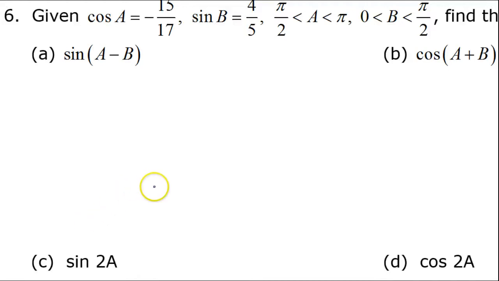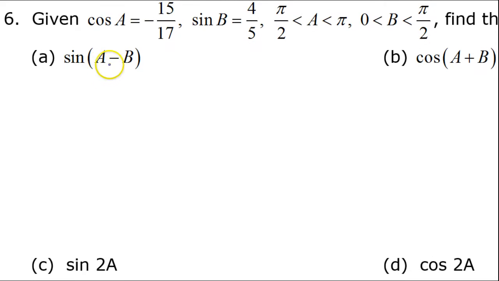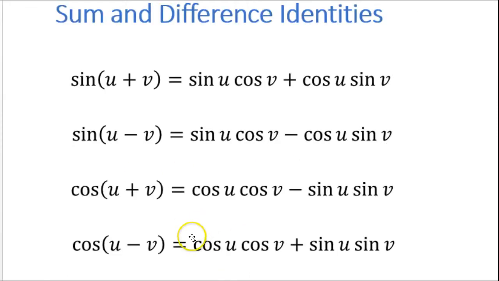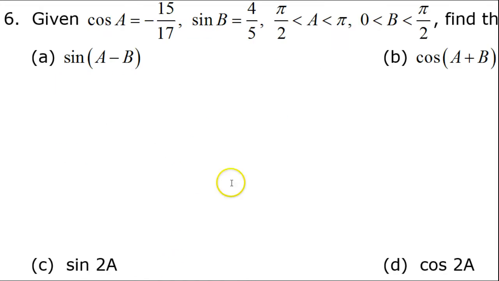In this video, I will show you how to evaluate expressions like sine of a minus b, cosine of a plus b, sine of 2a, cosine of 2a, using our sum and difference formulas and our double angle formulas. And we are given the quadrant of the angles in question. That's what this is. And we're given one trig value for each angle.